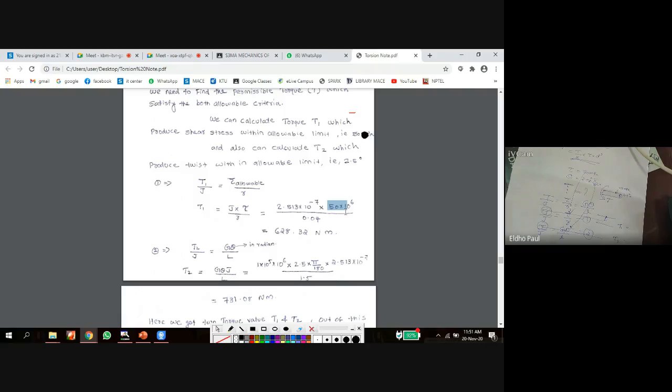It will be greater than 50 because corresponding to 50 megapascal shear stress, the T value is 628. And if the T value is greater than 628, then correspondingly this tau value also increases above 50. Then the shaft will fail because of the shear failure.